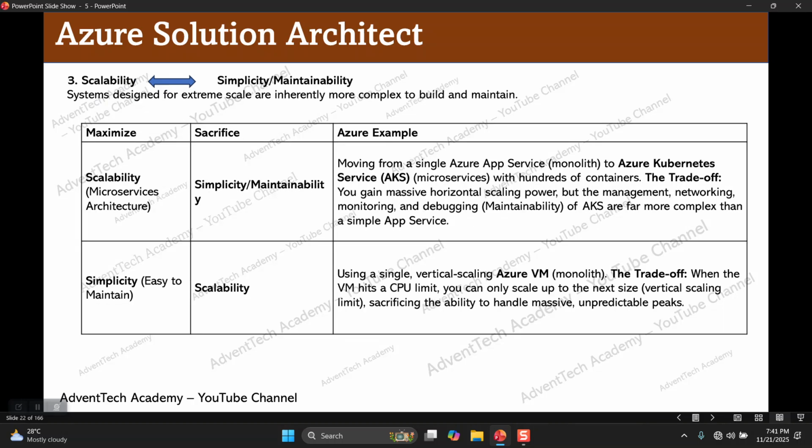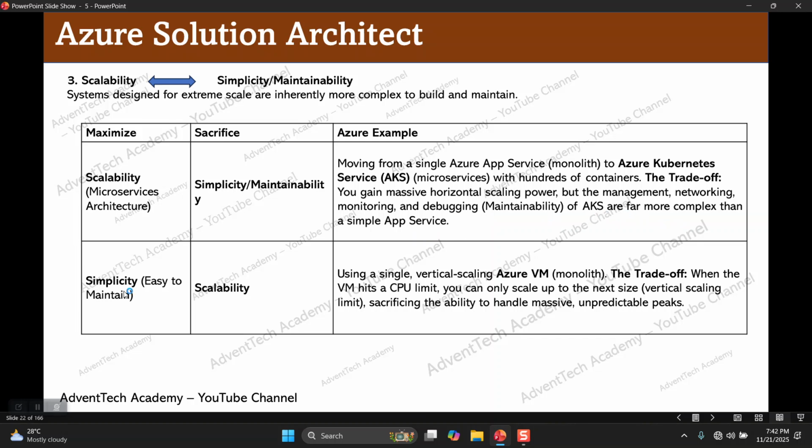If you look at scalability, simplicity and manageability, systems designed for extreme scale are inherently more complex to build and maintain. If you want scalability, you can go for a microservice architecture. Here the sacrifice is simplicity and maintainability. Moving from a single monolithic Azure App Service to Azure Kubernetes Service with a microservices architecture of hundreds of containers, the trade-off is you gain massive horizontal scaling power, but the management, networking, monitoring, and debugging of AKS are more complex than the simple App Service.